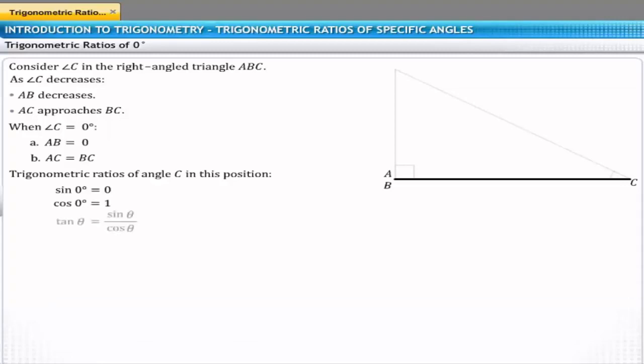We know that tan theta is equal to sin theta divided by cos theta. Substituting theta equal to 0 degrees and simplifying, we get tan 0 degrees is 0.